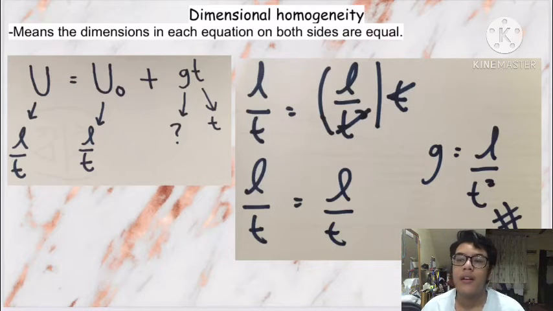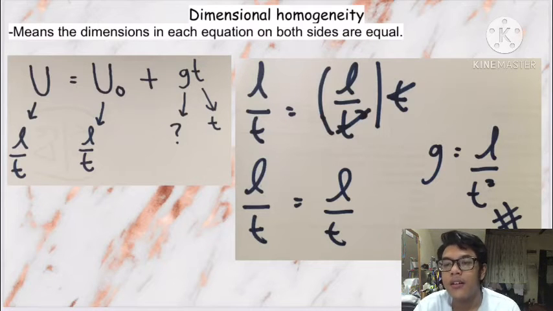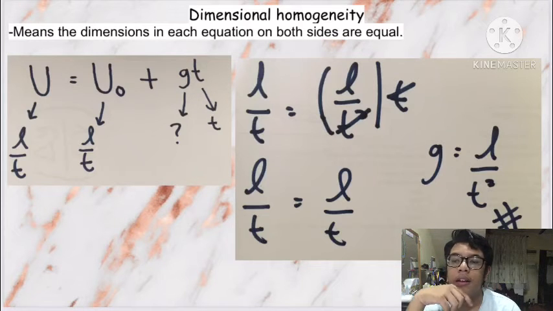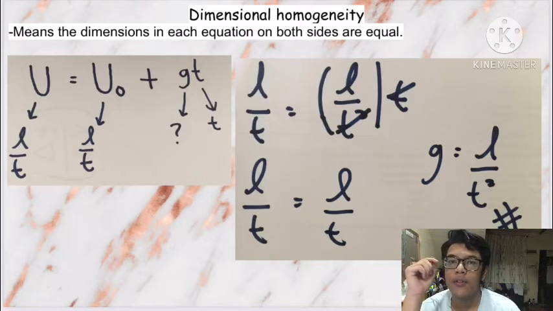For example, I have made some questions to explain this part. In this part, you will see that the equation is u equals u naught plus g t. In this question, it is already given that the dimension for u and u naught is L over t, and you also know the dimension of t is t because it is time. So the question asks, what is the unit or dimension for the g?